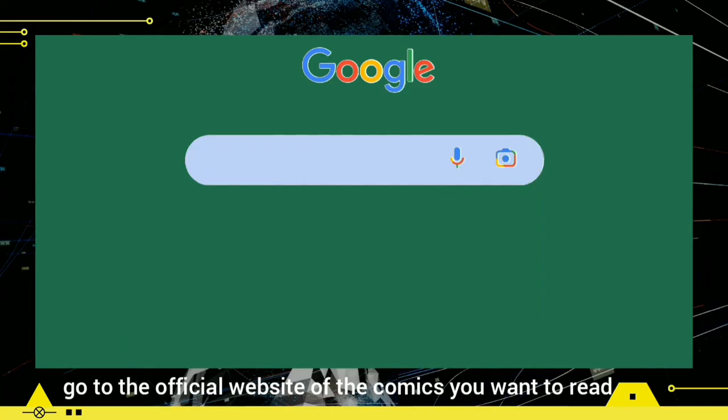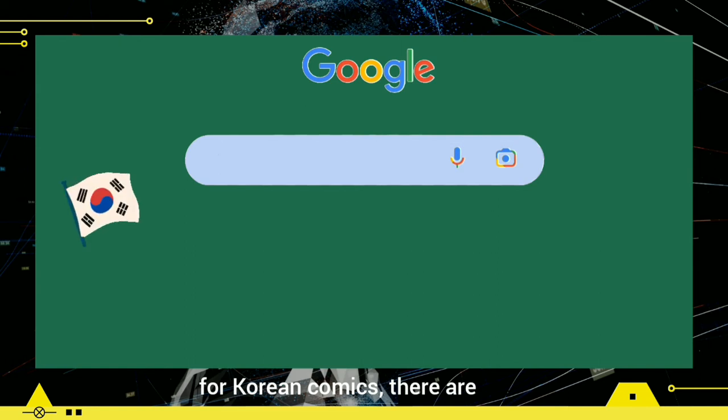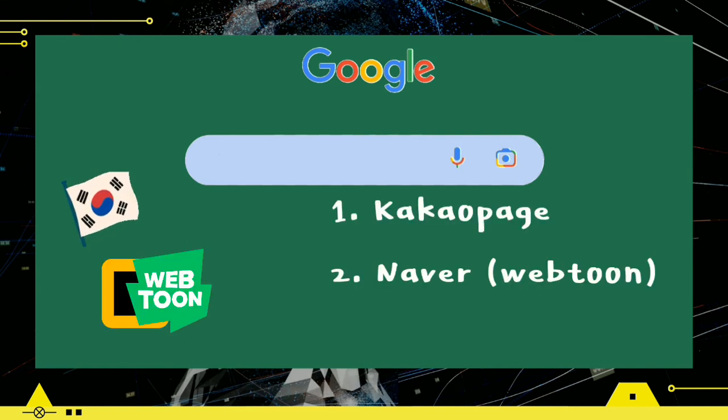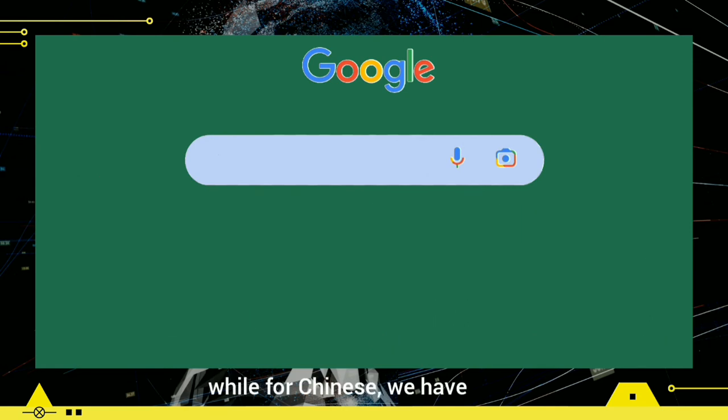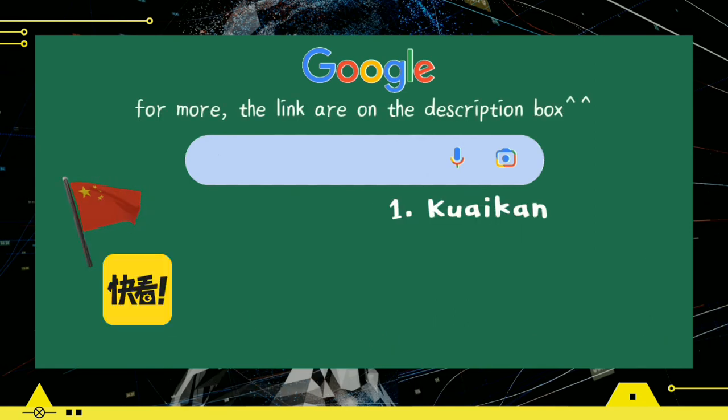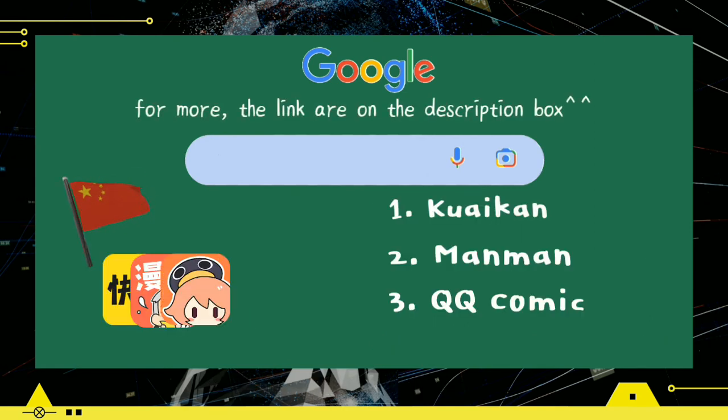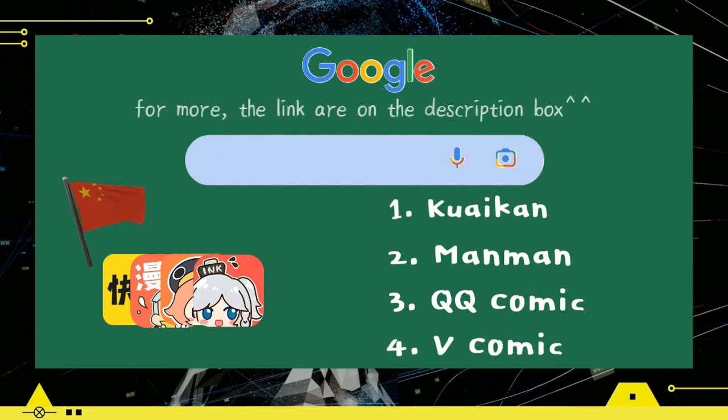Go to the official website of the comics you want to read. For Korean comics, there are Kakao Page, Naver Comics, which we know as Webtoon, and Lezhin, which have more mature content on it. While for Chinese, we have Kuaikan, Manman, QQ Comics, Weibo Comics, and so on.